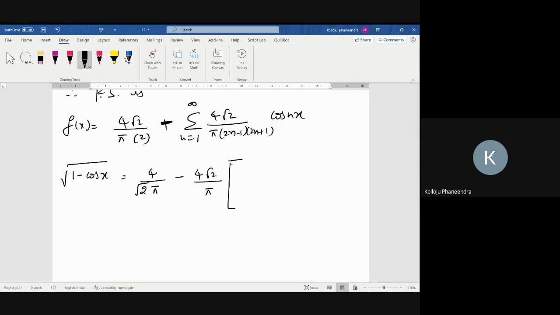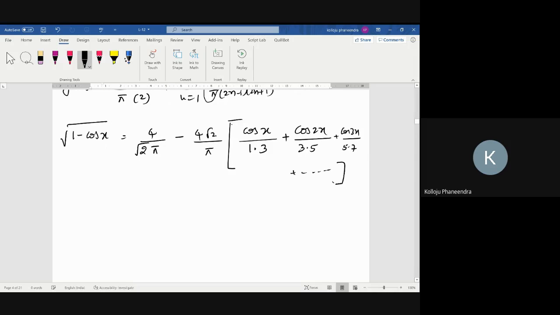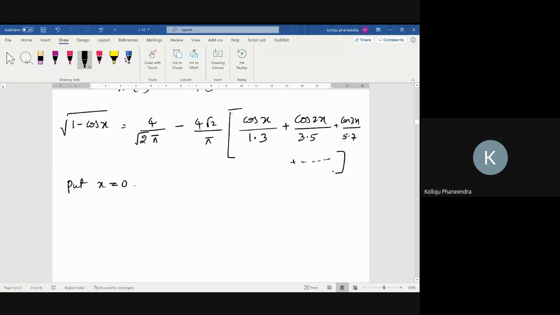Now, if I expand this one, taking this constant outside the summation and expanding the summation for n equal to 1, 2, 3 and so on. The first term will be, for n equal to 1, cos x by 1 into 3, plus next cos 2x by, if I put 2, this is 3 into 5, plus cos 3x by 5 into 7 and so on and so on. So what is the required expansion? 1 by 1 into 3, 1 by 3 into 5, 1 by 5 into 7. To get that, put x equal to 0. To get the required series expansion, put this.